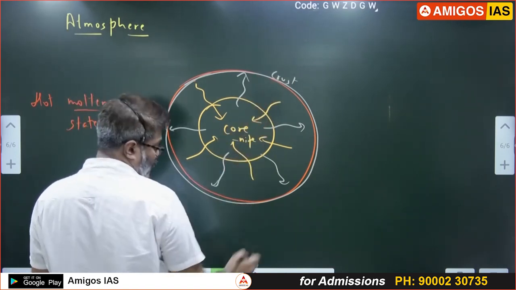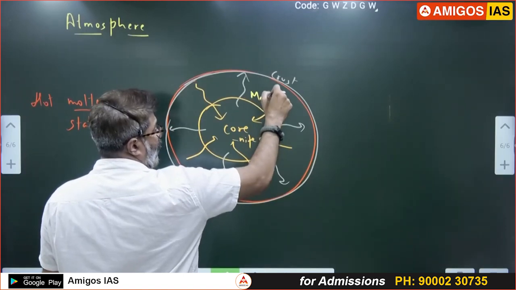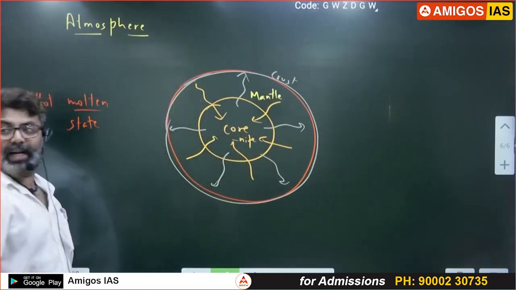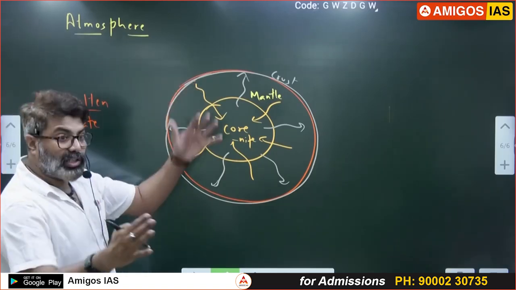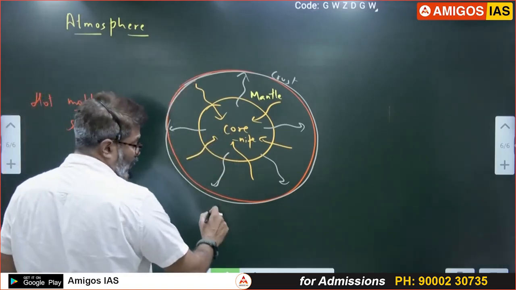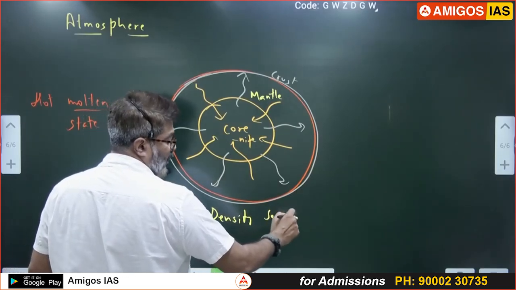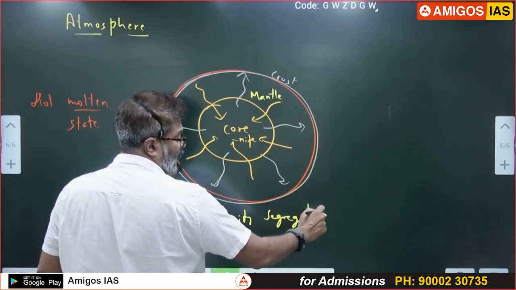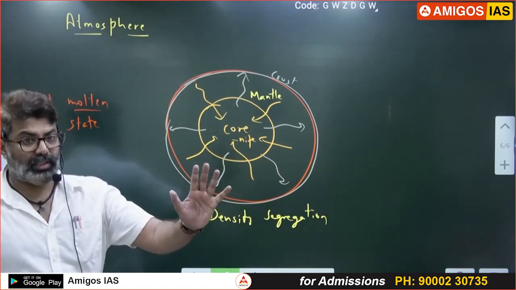In the middle is the mantle. Mantle is the middle layer, which has both low density and high density material. This we have already done in our geomorphology class. So initially, all this happened. This is called density segregation. Based on density, minerals got segregated. This led to the formation of 3 layers, called stratification of the earth. Is this clear?